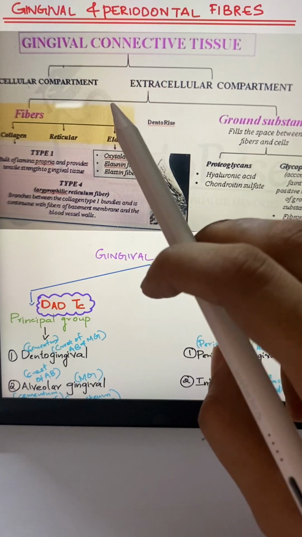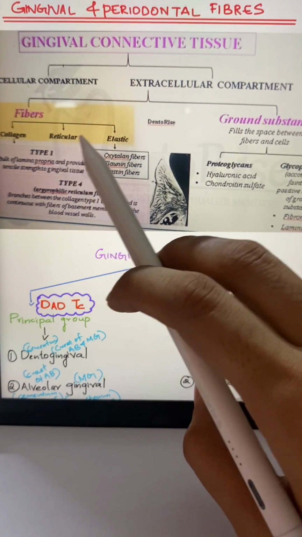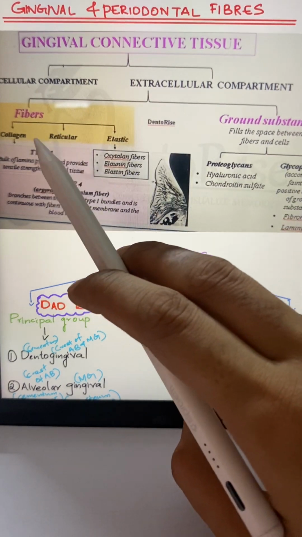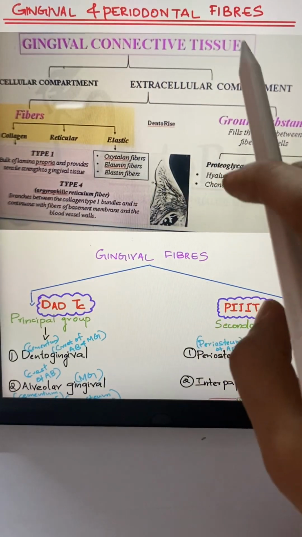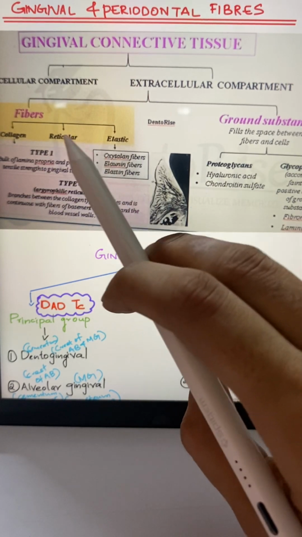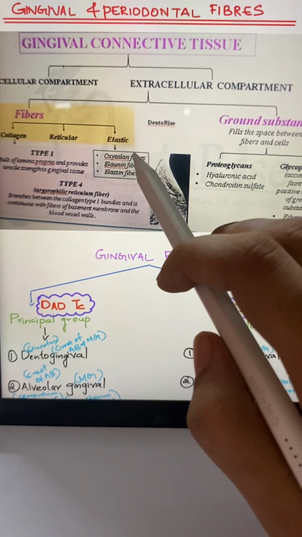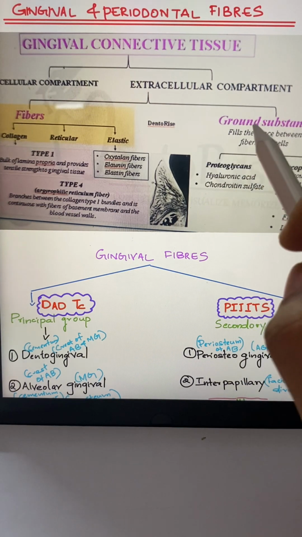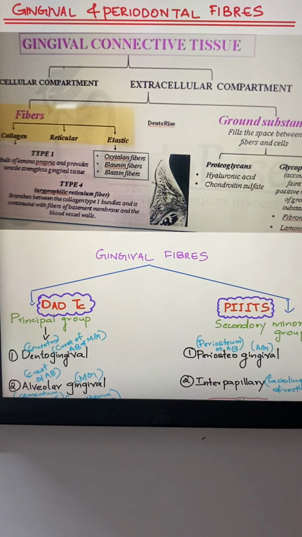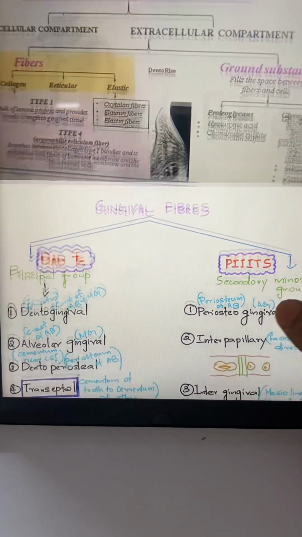This connective tissue has two compartments, the cellular compartment and the extracellular compartment. Today I am talking about fibers, so these fibers come under the extracellular compartment. There are three types of fibers: first one is collagen, then reticular and elastic. The ground substances fill the space between the fibers and the cells. They are the proteoglycans and glycoproteins.